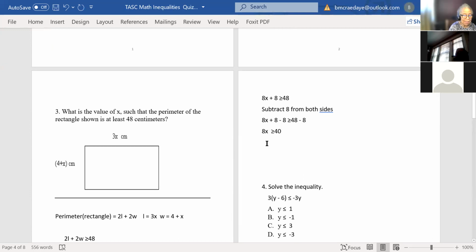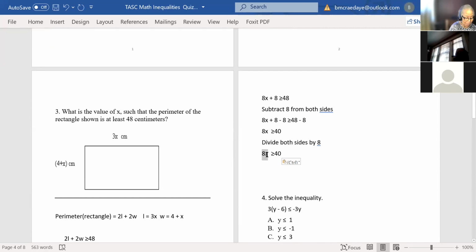What do I do next? You divide. That's it. Divide on both sides by 8. Okay, so let's do that, and then we've got our answer. Okay, so therefore the answer is 5. That's it. Very good. Just divide on the left by 8, and on the right, divide by 8.